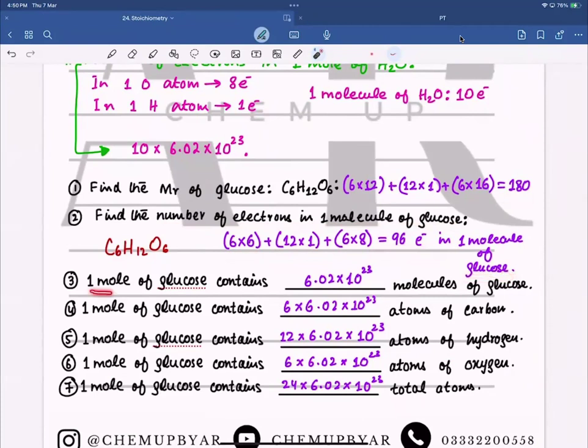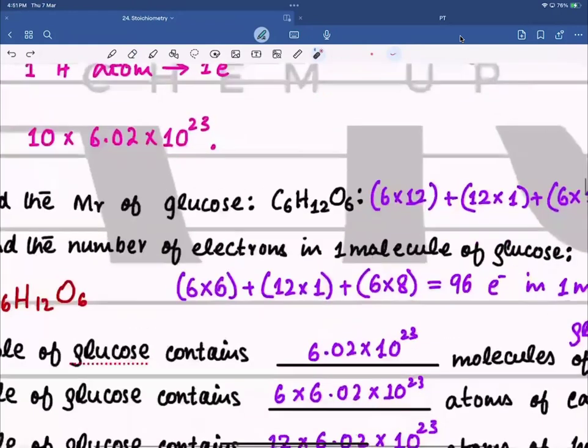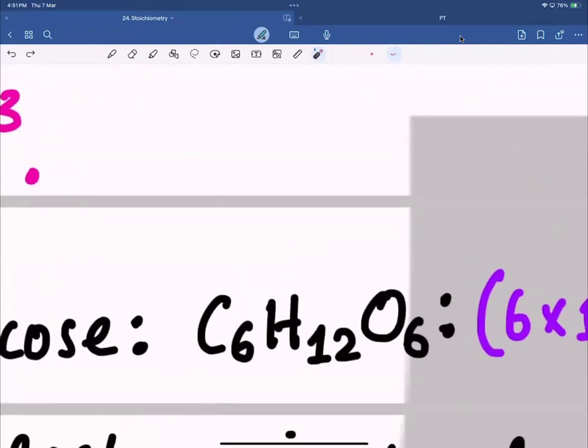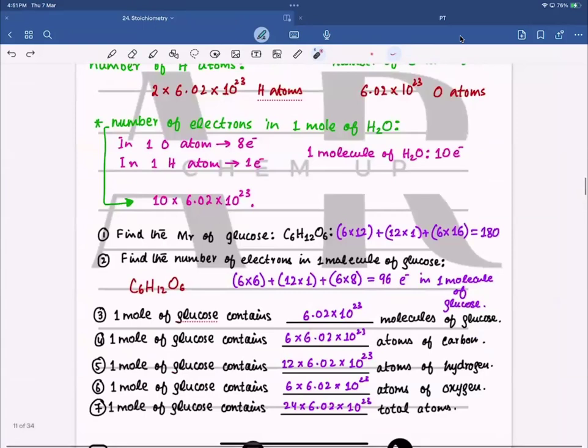Okay. Now, 1 mole of glucose contains how many molecules? It's 1 mole, so there are 6.02 exponent 23. 1 mole of glucose contains dash atoms of carbon. In one molecule, how many carbon atoms are there? 6. So in 1 mole, we will multiply Avogadro's number by 6. For hydrogen atoms, I will multiply 12 by Avogadro's number because there are 12 atoms in one molecule. For oxygen, there are 6 atoms of oxygen, so we'll multiply 6 with Avogadro's number. Now, to find the total atoms, in this molecule how many atoms are there? 24. So to find the total atoms in 1 mole of glucose, I will multiply 24 with 6.02 exponent 23. Is this understandable?